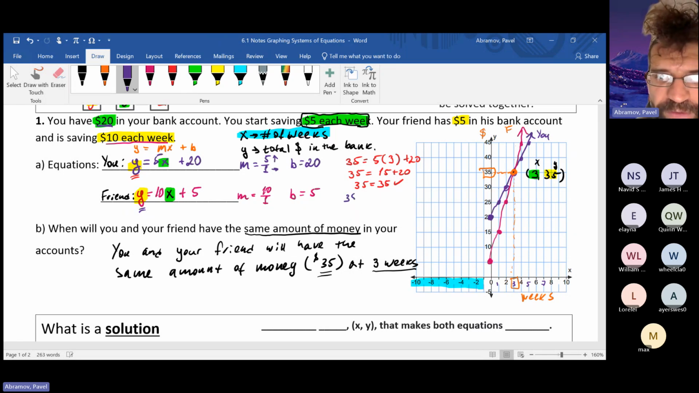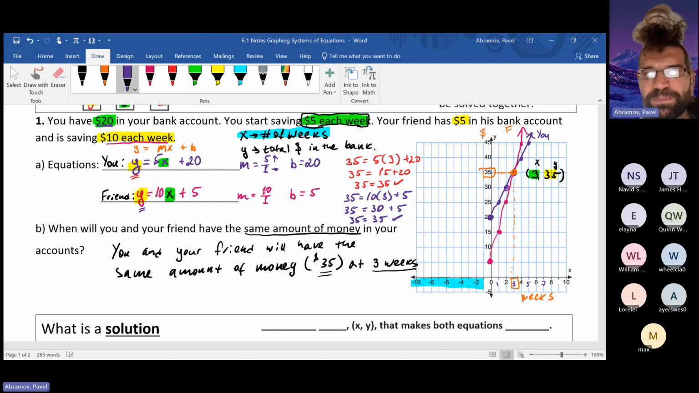So we'll have 35 equals 10 times 3, but then plus 5. So then we'll have 35 equals 30 plus 5, and then 35 equals 35. And we see that both equations are true. So this point right here, this 3 and 35, produces the answer that works for both equations.